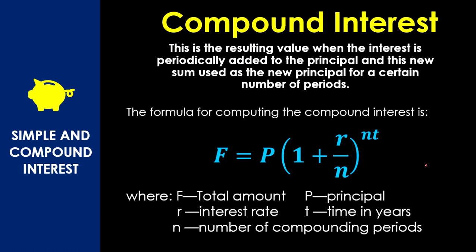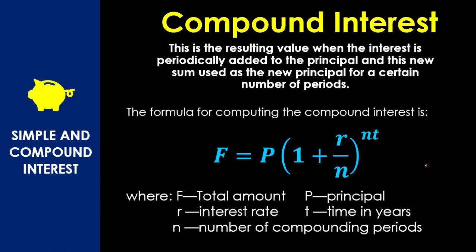We have the formula F is equal to P times the quantity 1 plus R over N raised to N times T, where F is the total amount, P is the principal amount, R is the interest rate, T is time in years, and N is the number of compounding periods.